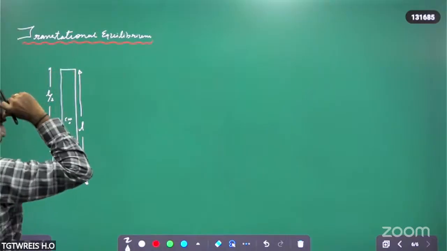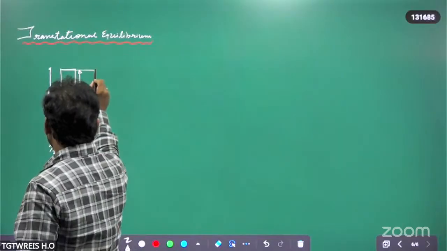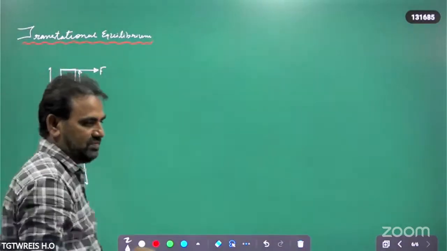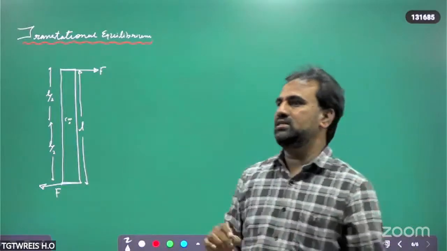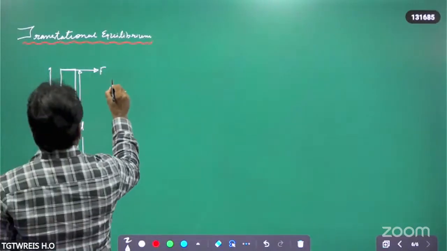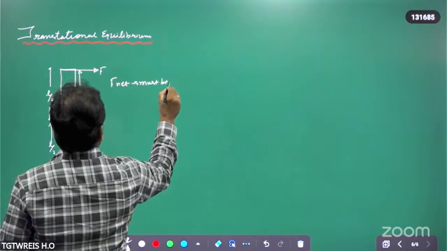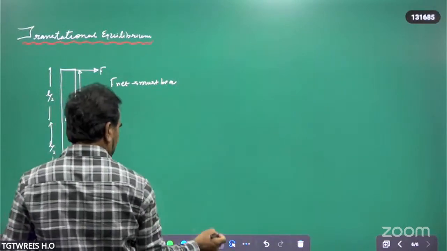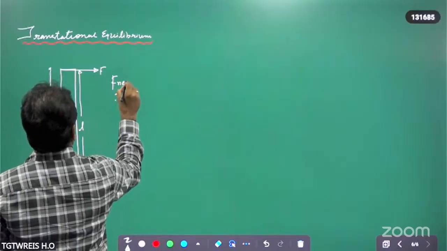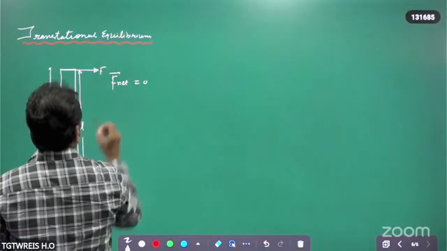What is translational equilibrium? In translational equilibrium, the net force acting on the system is equal to 0. If the net force acting on the system is equal to 0, then the system is said to be in translational equilibrium. That is, F net must be 0. In translational equilibrium, the net force must be 0.